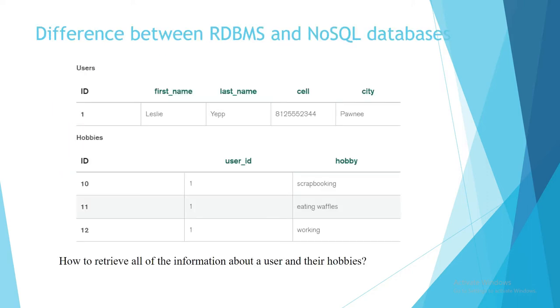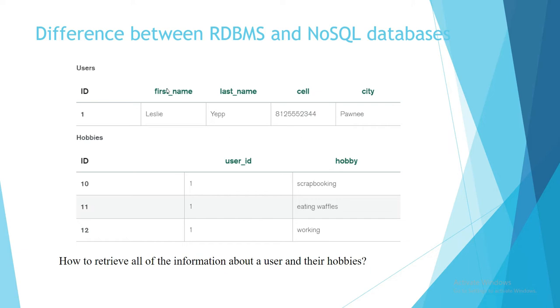And let's discuss the differences between the relational database management system and the NoSQL database. Obviously, in RDBMS we are going to store the data in the form of tables. If you observe here, this user table has ID, first name, last name, cell and city. And for the corresponding user ID 1, I am trying to store his hobbies in another table. If I try to store them in the same table, what will happen? There will be more nulls. That's why I am not allowing it.